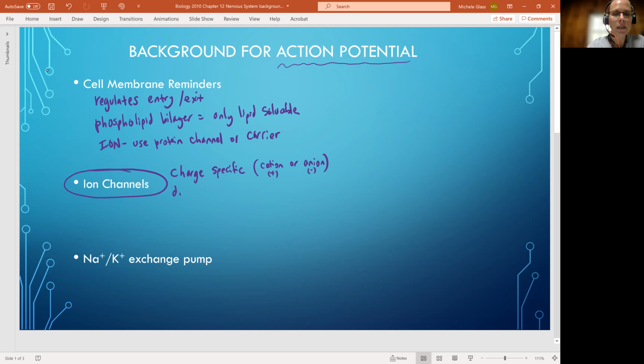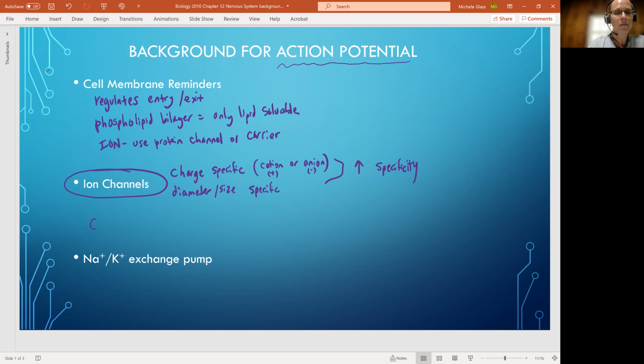It's also going to be diameter, or what we could say as size specific. Because of the nature of the channel, it's only going to allow either positively charged ions or negatively charged ions. And because of the size of the channel, that's going to further determine who's able to actually cross. So we have a high level of specificity when we talk about ion channels. It's not just like a random doorway that anybody can use, right?